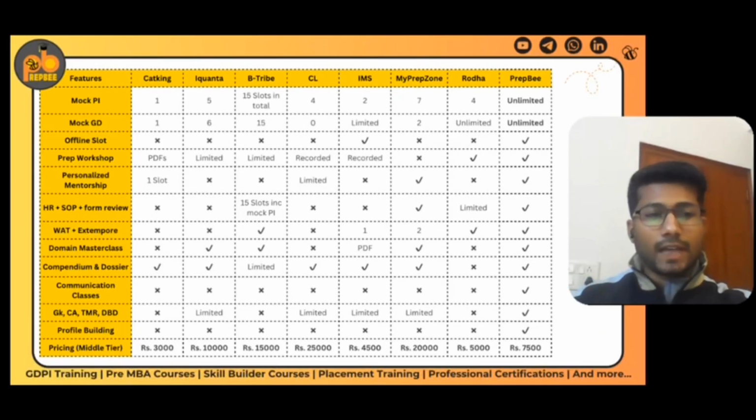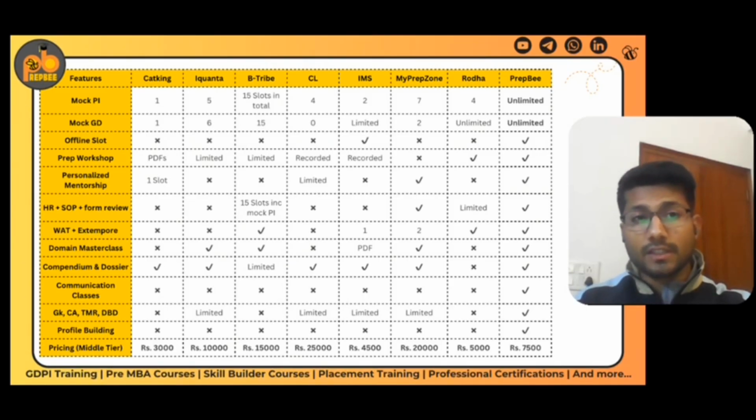As you can see, we have listed a lot of very important features, which are different aspects that you have to prepare while preparing for the GDPI VAT process for any particular B school. And we have benchmarked each feature for different platforms, namely CATKing, iQuanta, BTribe, Career Launcher, IMS, PrepZone, Rodha, and PrepBee. That is our own platform, right?